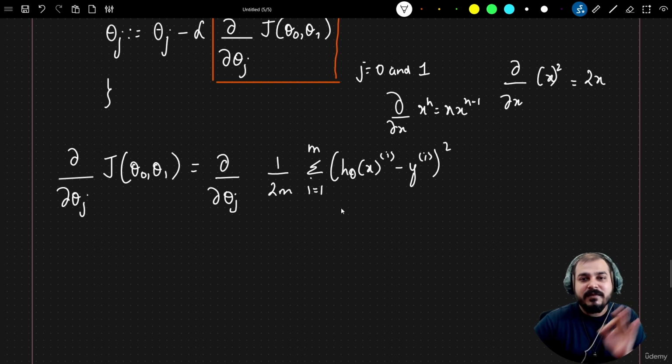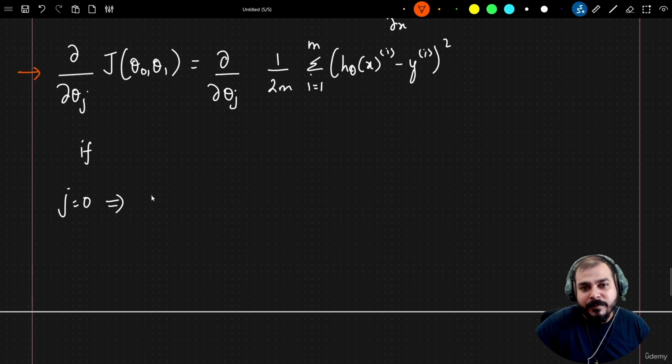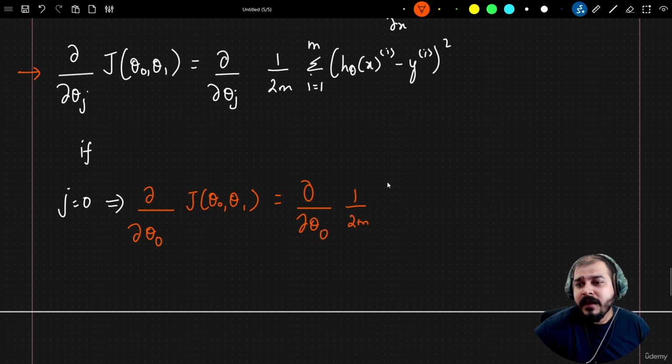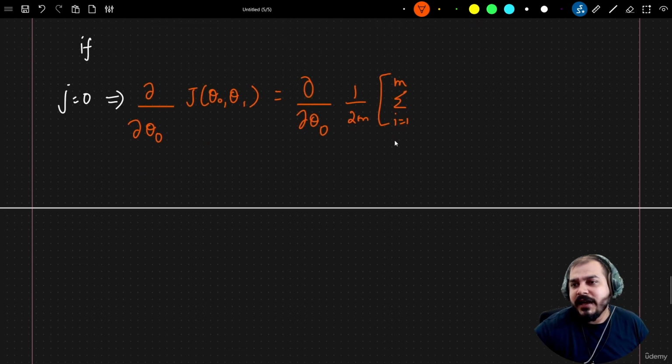Similarly, I'm going to apply this derivative to this particular equation. But when finding the derivative, I have to find it for j equal to 0 and j equal to 1. So if j is equal to 0, this entire equation will become the derivative with respect to theta 0 of 1 by 2m, summation of i equals 1 to m, of h theta of x of i minus y of i, whole square. So this will be my entire thing.